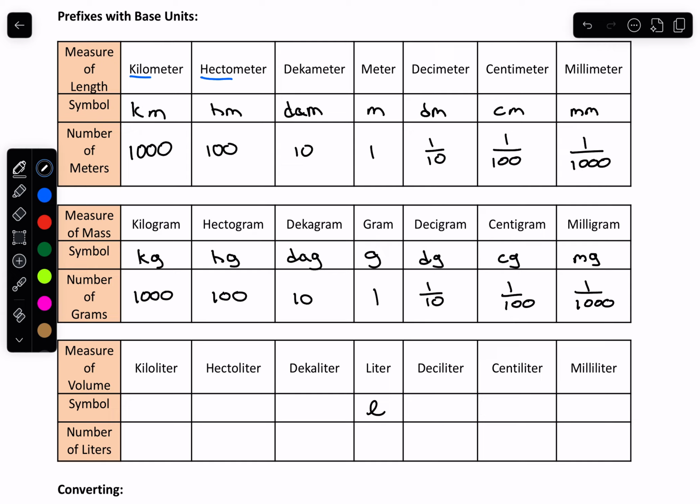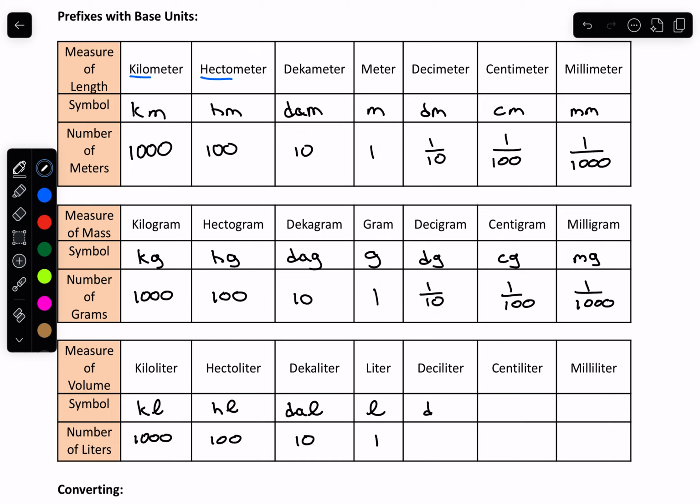For liters, it's going to look very similar. We have a kiloliter is, oh, and see what I did there? I wrote the wrong L. So KL represents 1,000 liters. A hectoliter, or HL, represents 100 liters. A dekaliter is DAL, represents 10 liters. A liter is, of course, just one of itself.